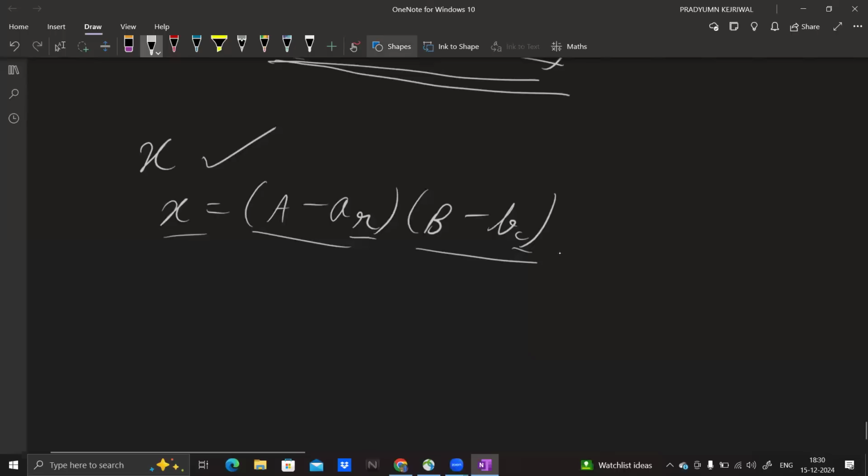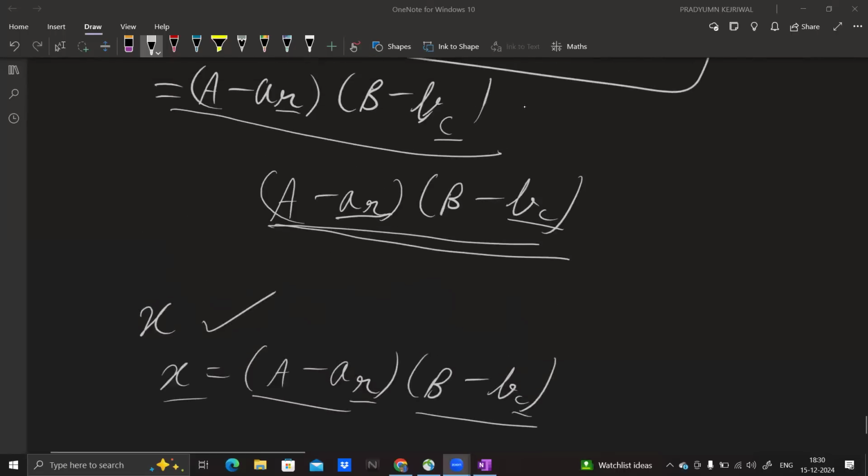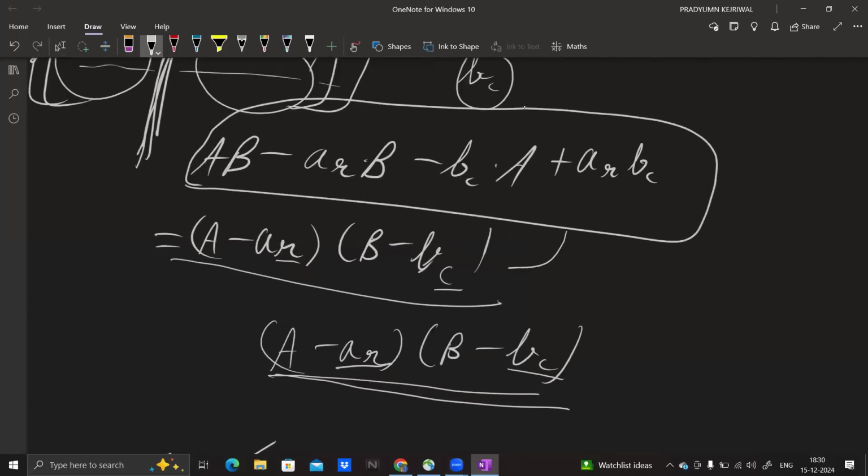Okay. Please repeat the last step. The last step, which is factorization, like here to here. I just took B out from the first two terms and minus BC out from the other two terms. So I get A minus AR into B minus BC.